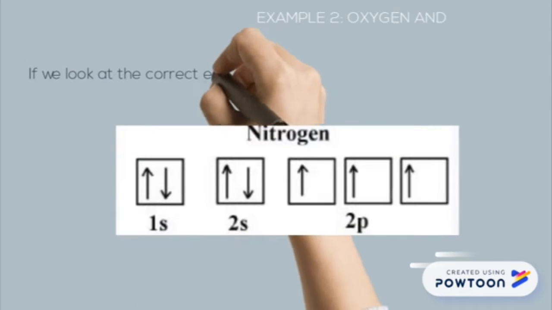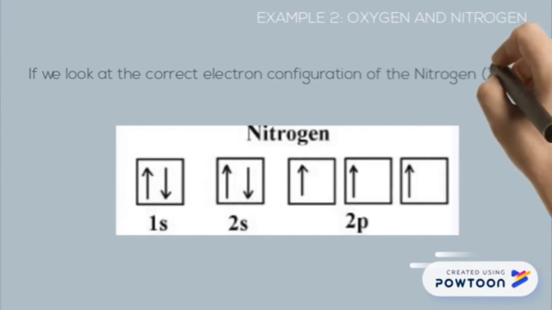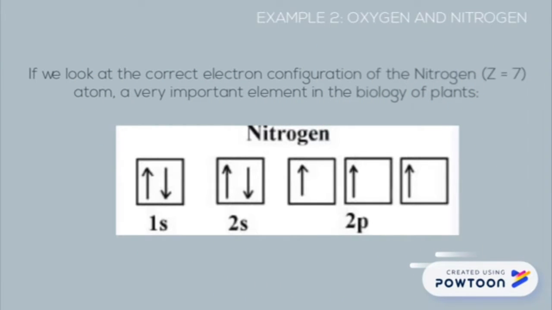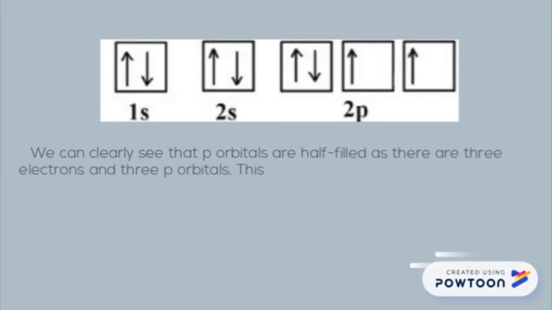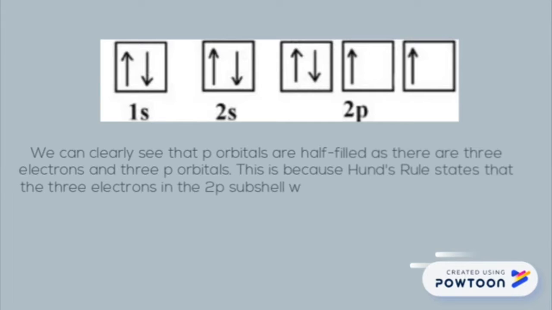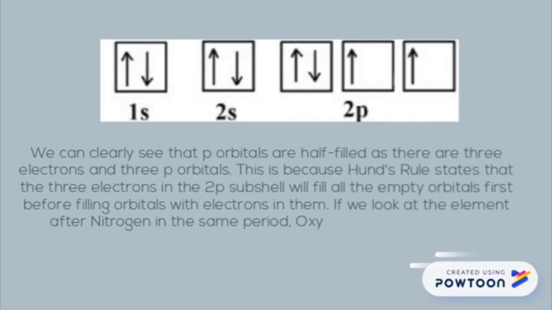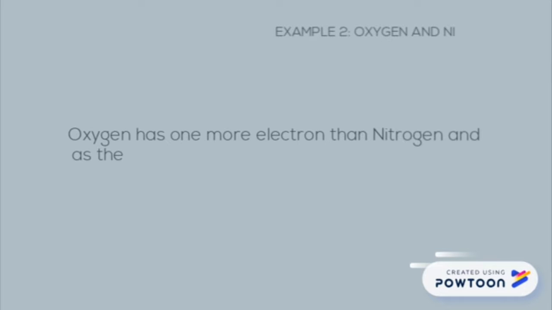Example number 2, oxygen and nitrogen. If we look at the correct electronic configuration of nitrogen, Z equals 7 atom, a very important element in the biology of plants. Oxygen has one more electron than nitrogen, and as the orbitals are all half-filled, the electron must pair up.